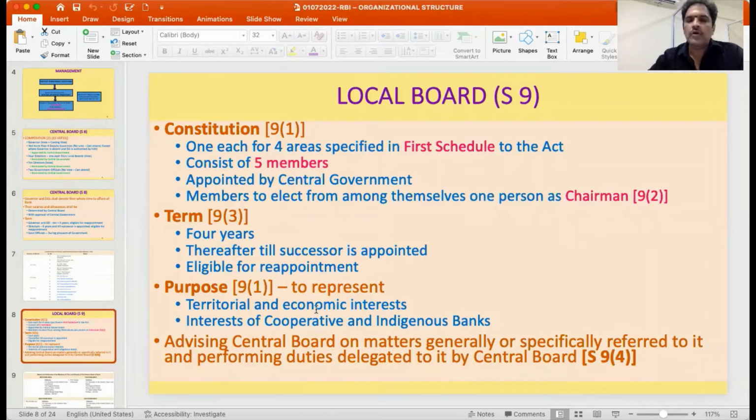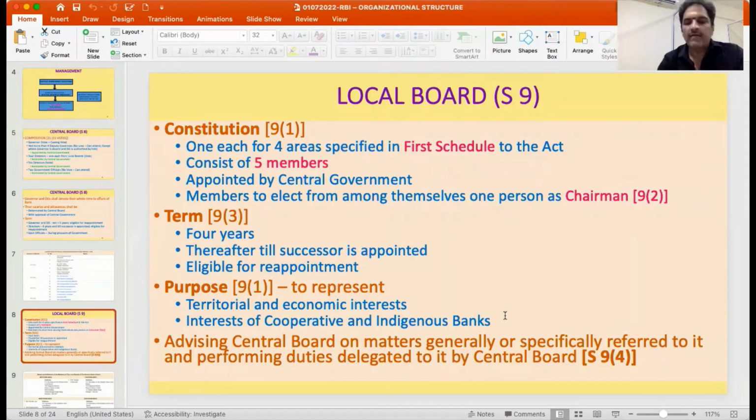Then the purpose of the local board is to represent the territorial and economic interests, and also the interests of cooperatives and indigenous banks. Because different kinds of banking and non-banking institutions were operating in different territories, to get a sense of those territorial and economic interests and about those institutions which are operating there, the local board had a very important role to play. Even today, it has a very important role to play.